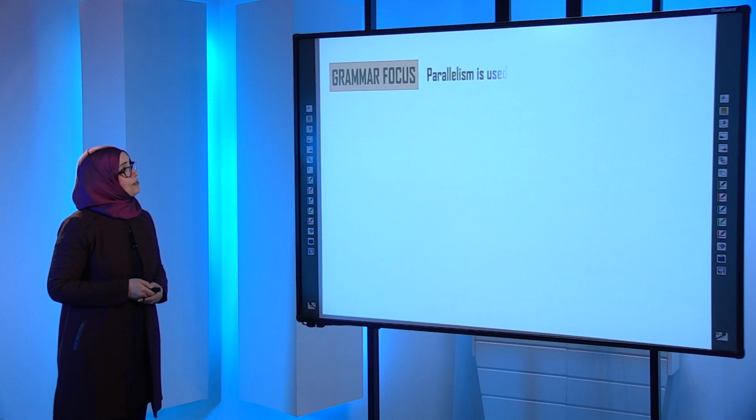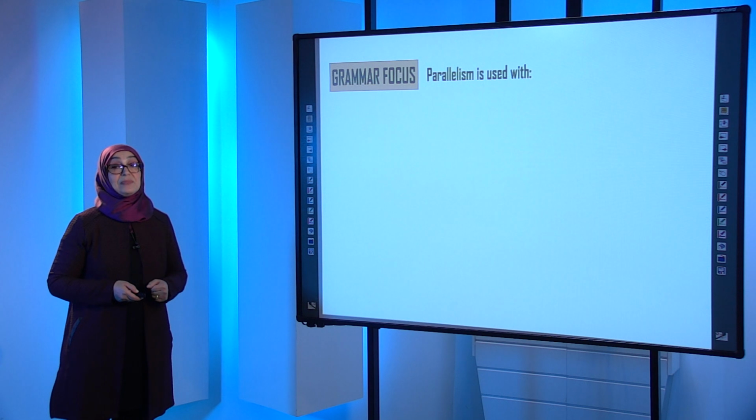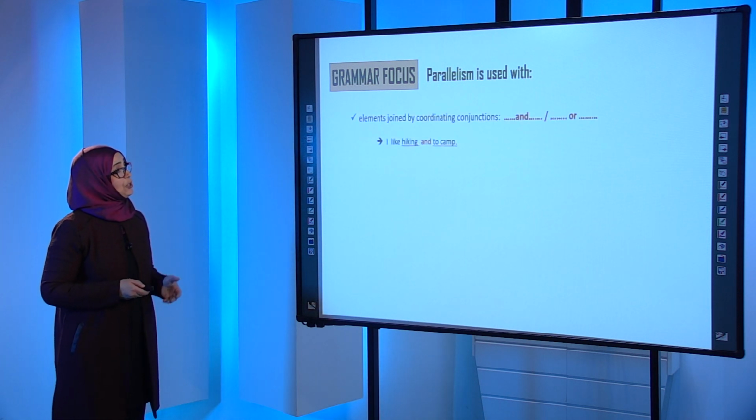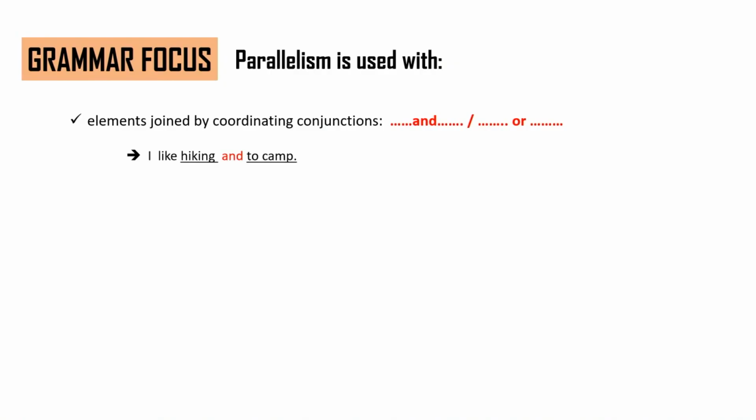Now let's see other cases where parallelism is used. Parallelism is used with elements joined by coordinating conjunctions and or or. Let's study this example. I like hiking and to camp. What do you remark here? Hiking is a gerund, but to camp is an infinitive verb. Let's correct it. I like hiking and camping. So here we have the same structure twice, verb plus ing.